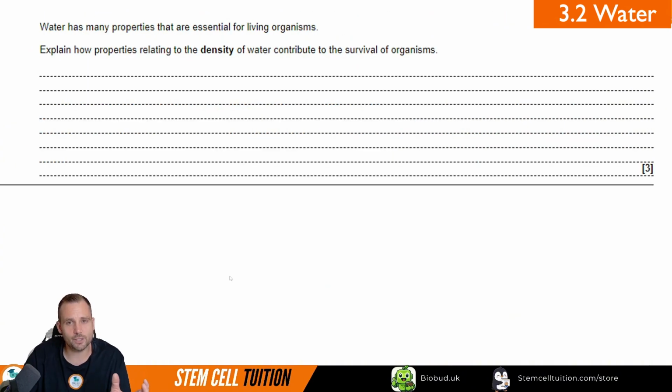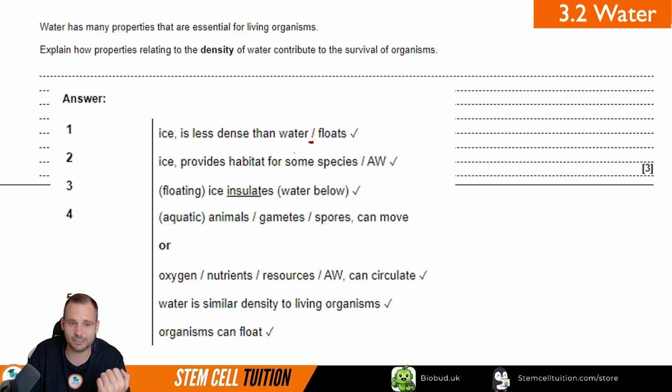And if you want to have another go at another question, here's another one. When you're checking the mark scheme and you see a slash, you can say one of the 2 things. But when you see a comma, you need everything either side of the comma. So you have to say ice is less dense than water or ice floats on water. One of those 2 things is needed.